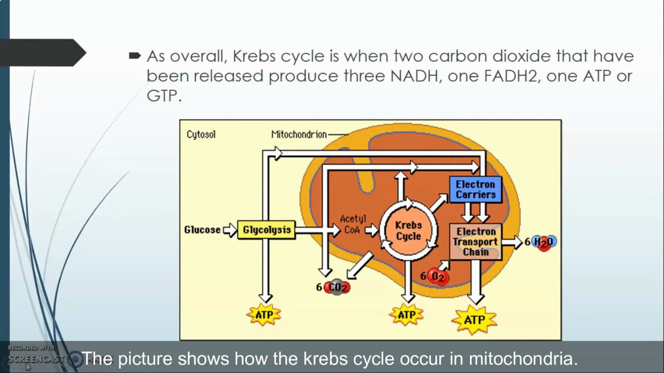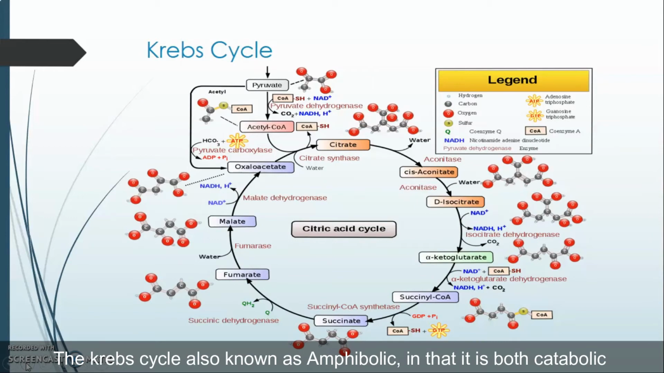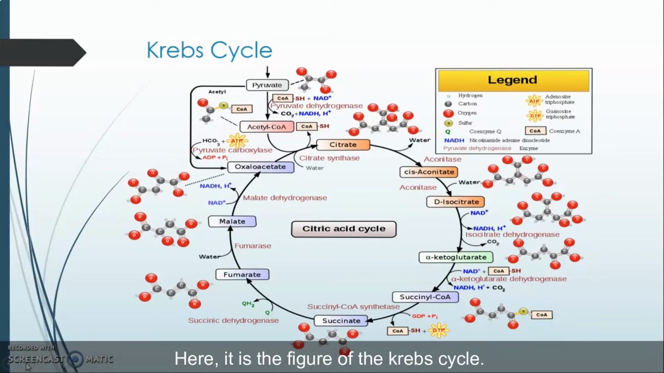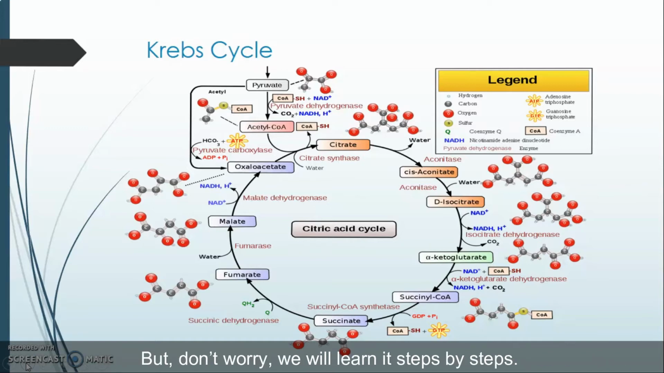The figure shows how the Krebs cycle occurs in mitochondria. The Krebs cycle is also known as amphibolic, in that it is both catabolic, which breaks down molecules, and anabolic, which builds molecules. Here is the figure of the Krebs cycle. Looking at it, it seems really difficult for us to memorize all the molecules, but don't worry, we will learn it step by step.